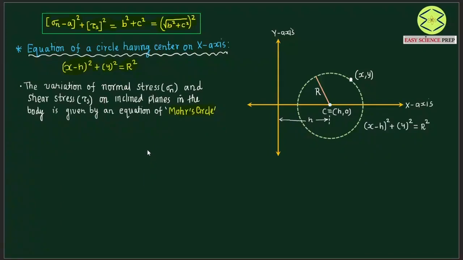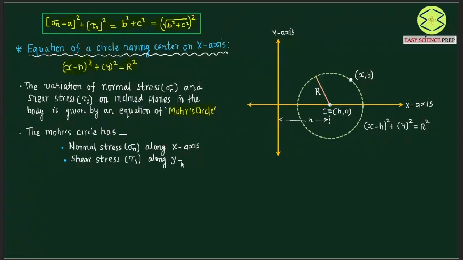on the inclined plane. So this Mohr circle will have x-axis as what? Normal stress. So the Mohr circle has the following points. Here you can see x minus h, and here we have sigma n minus a. So instead of x we have sigma normal. So along the x-axis we have normal stress, that is sigma n. Here it is tau s and here it is y, so shear stress is along the y-axis. We represent shear stress along the y-axis in the Mohr circle.